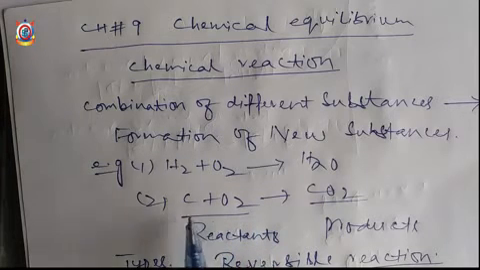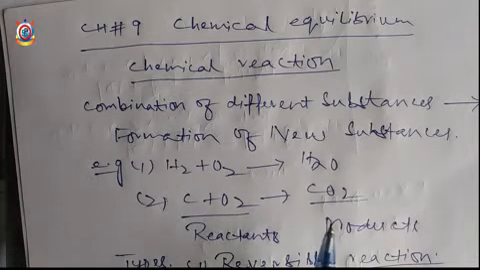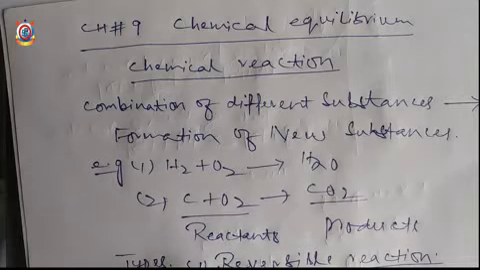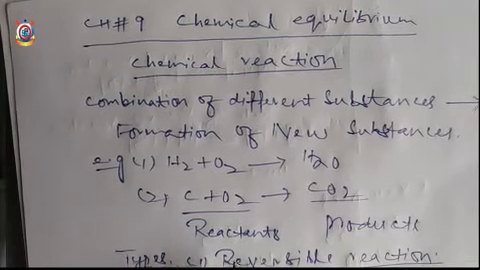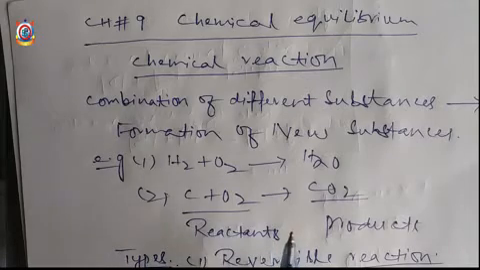In chemical reactions, those substances which are combined together to form the product are called the reactants. And those substances which are formed, the new substances, are called the products. The reactant and product are separated from each other by an arrow which is directed toward the product. Let's come to the types of chemical reaction.